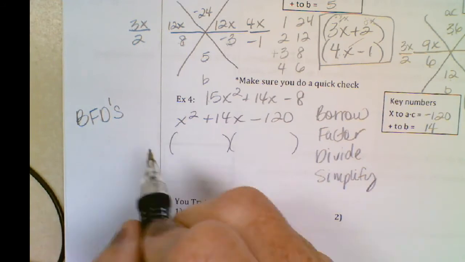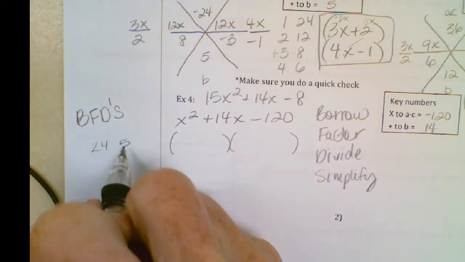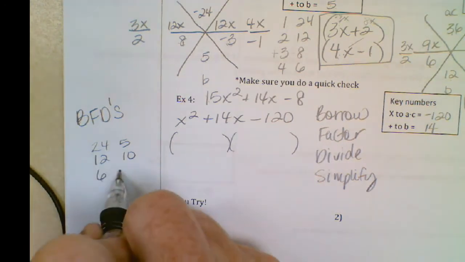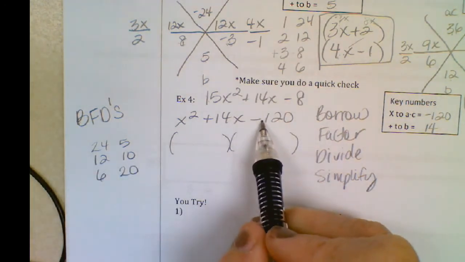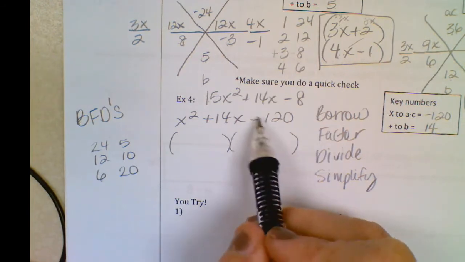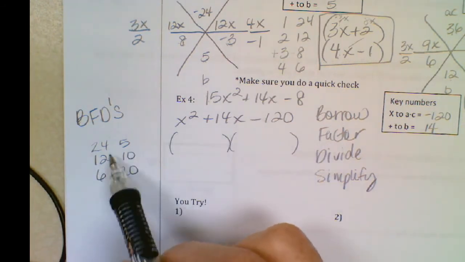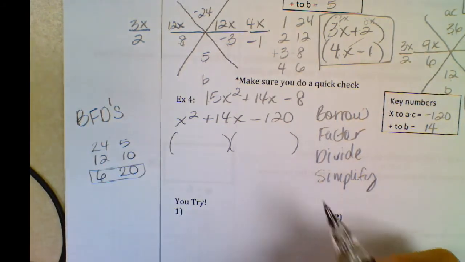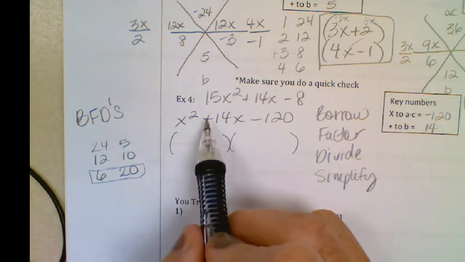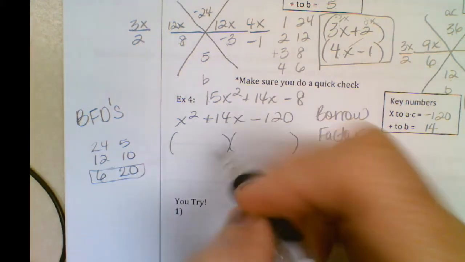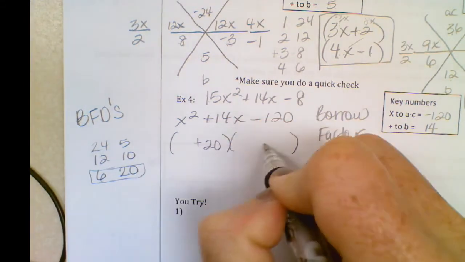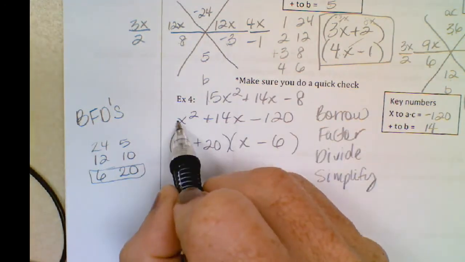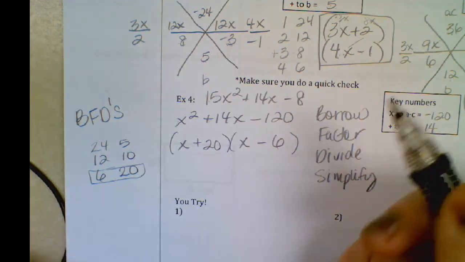and 120, well, I've got 24 and 5, 12 and 10, 6 and 20, and because this is negative, I'm looking for, remember that subtraction means a difference, I'm looking for a difference in between my factors of 14. So that's going to be 6 and 20. My larger number is going to follow the sign of this middle term. So I need to have 20 and negative 6. And then x and x is always going to be my front term because x times x is x squared.